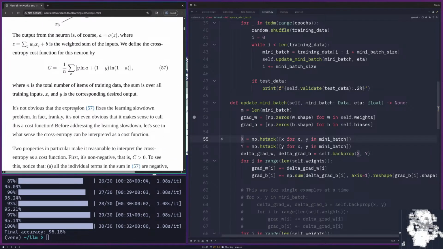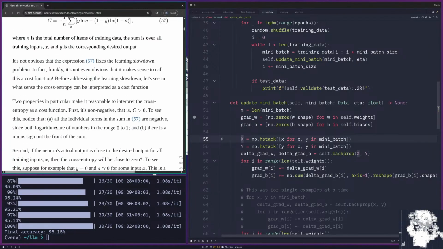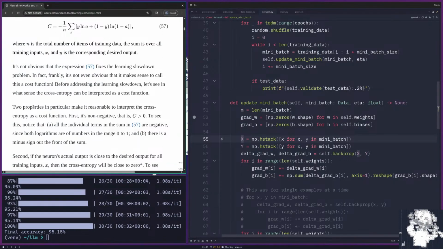It's not obvious that the expression 57 fixes the learning slowdown problem. In fact, frankly, it's not even obvious that it makes sense to call this a cost function. Before addressing the learning slowdown, let's see in what sense the cross-entropy can be interpreted as a cost function. Two properties in particular make it reasonable to interpret the cross-entropy as a cost function.